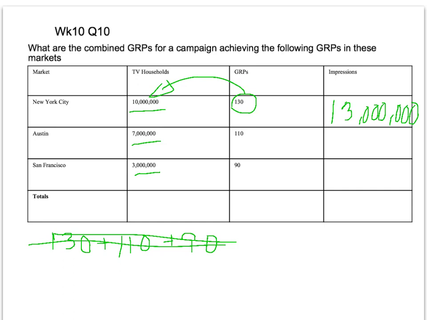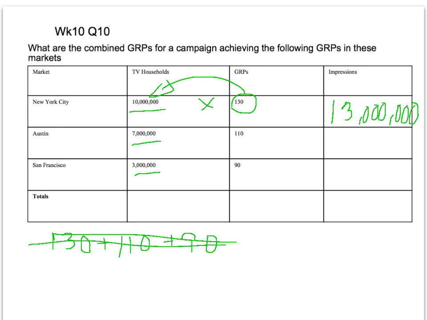Does that mean that each and every one of those TV households must have seen our ad at least once? No, not necessarily. A smaller portion than the total probably saw the ad multiple times. So it doesn't necessarily mean that everybody has seen the ad at least once if you've got impressions of 13 million. Okay, so again, we're just multiplying here.